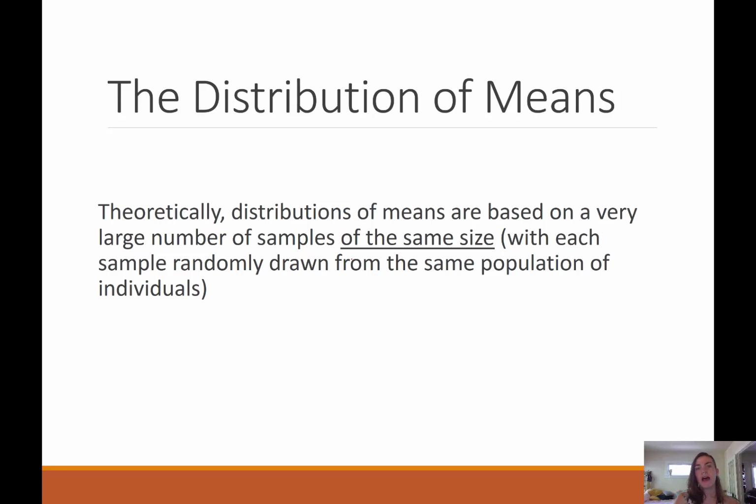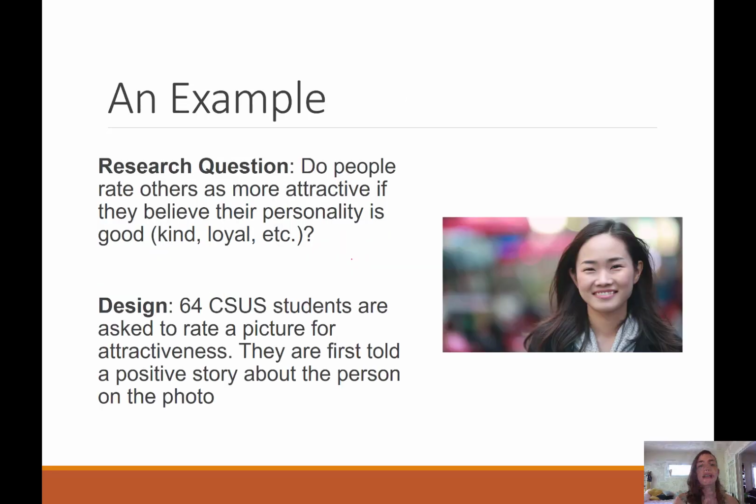Specifically speaking, definitionally, the distribution of means is a distribution that's based on a very large or infinite number of samples of the same size, n, and those samples get drawn from the population over and over and over again, and we calculate a mean for each one of those samples and create a distribution of those means. In this example, we'll say that we have a research question of whether people rate other individuals as more attractive if they believe that there's some sort of positive traits associated with that person.